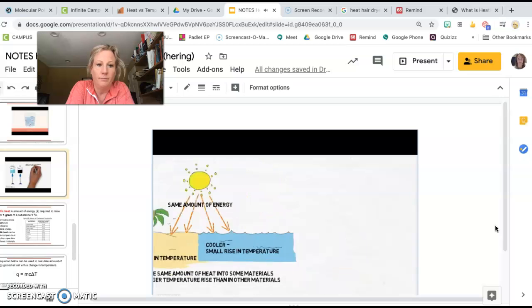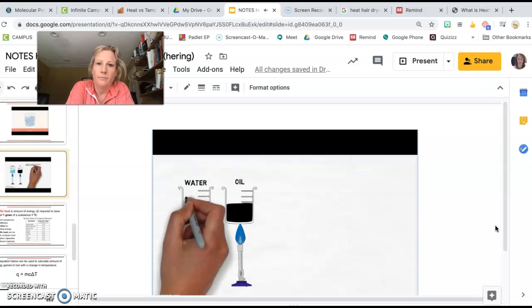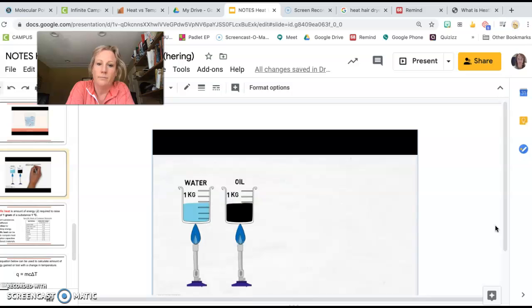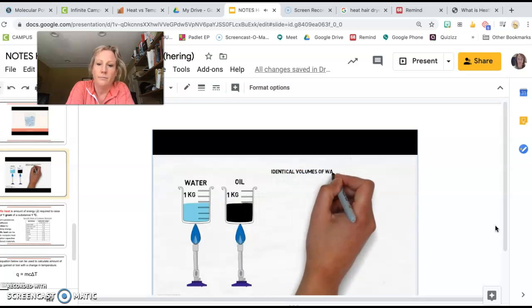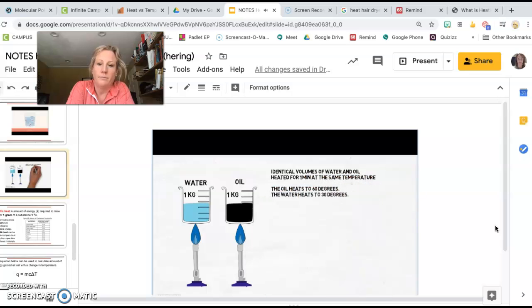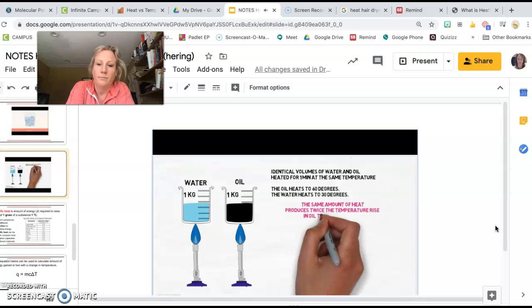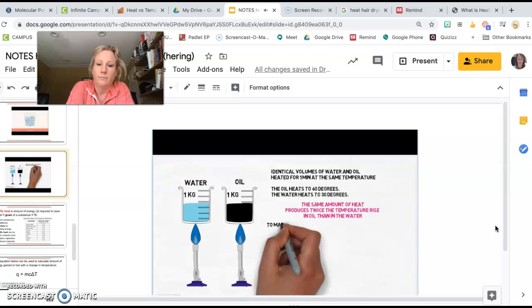So let's use another example of this. If we have 2 beakers and we put the same amount of water in one as an amount of oil in the other, let's say 1 kilogram of each, and we heat both of them for the same amount of time at the same temperature, what we would actually find in this experiment is that even though we've got identical amounts of water and oil, and they're both heated for the same amount of time, so for 1 minute, the oil will actually heat up to 60 degrees while the water will only heat to 30. So the same amount of heat produces twice the temperature rise in oil than it does in the water.